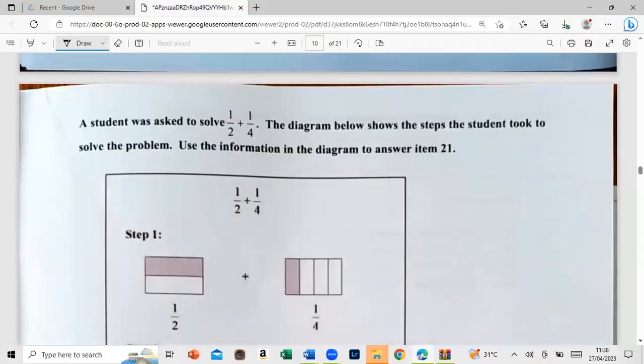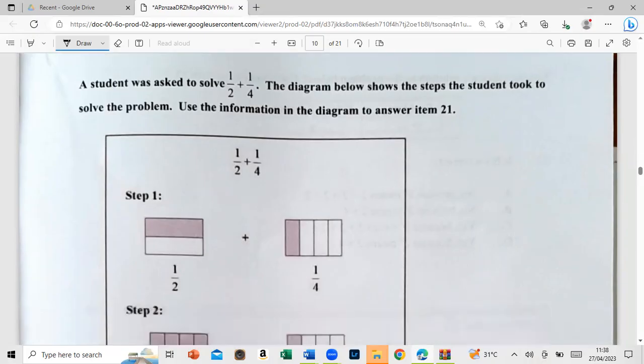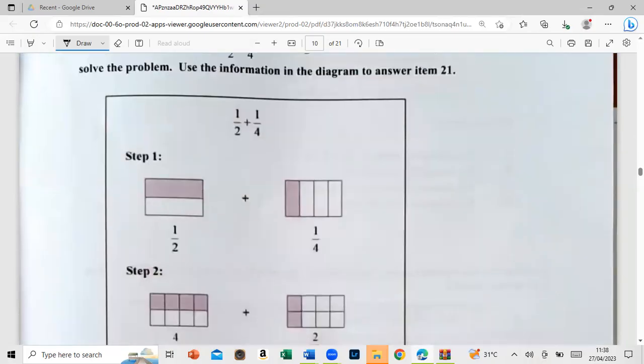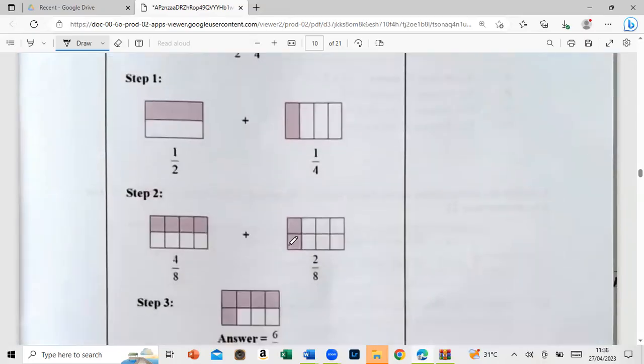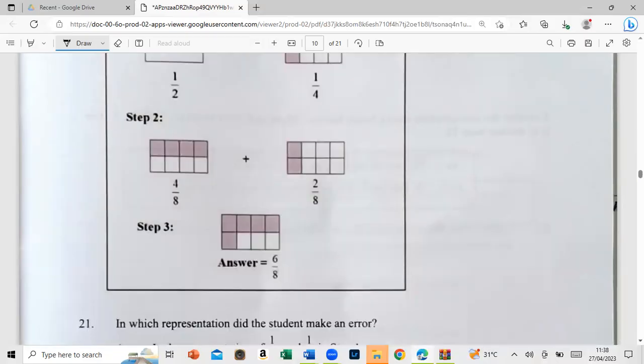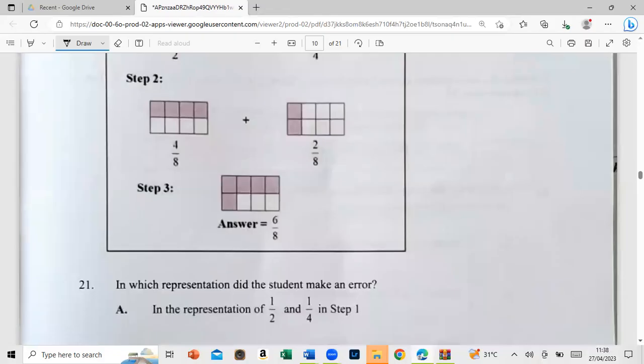Alright, a student was asked to solve a half plus a quarter. The diagram below shows the steps the student took to solve the problem. Use this information to answer item 21. So a half plus a quarter. A half plus a quarter. This is a half. Alright, let's see what else, because I don't really understand the rest. In which representation did the student make an error?